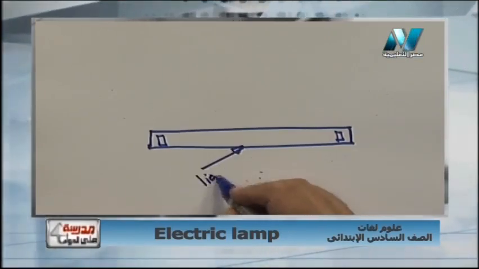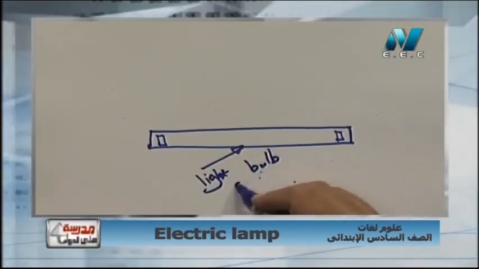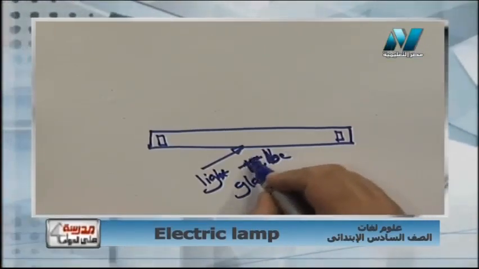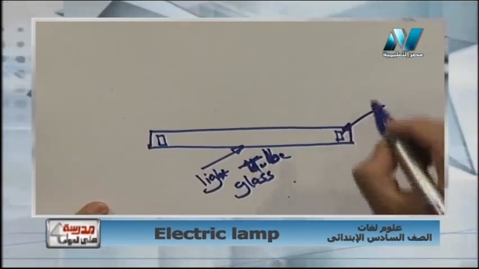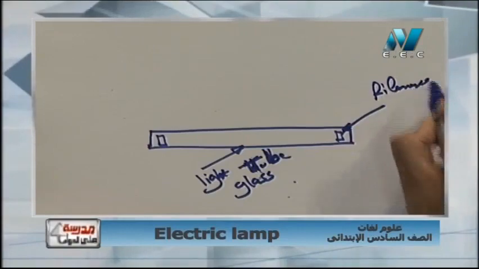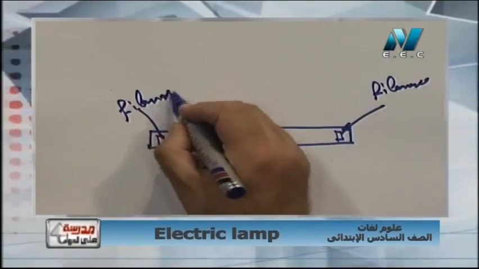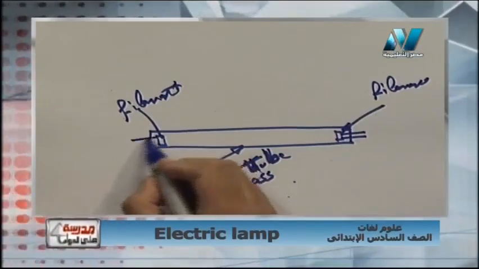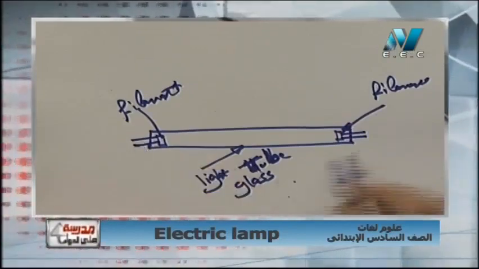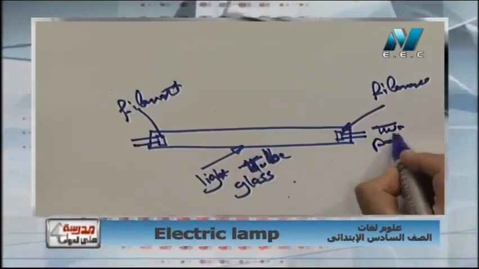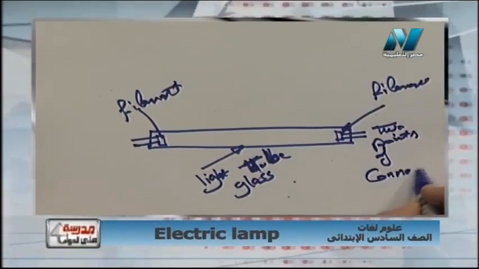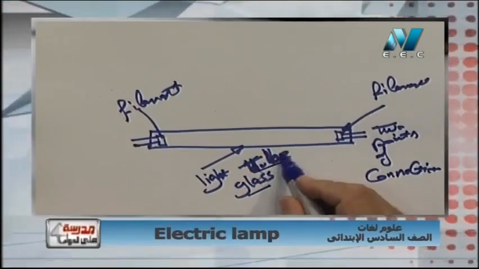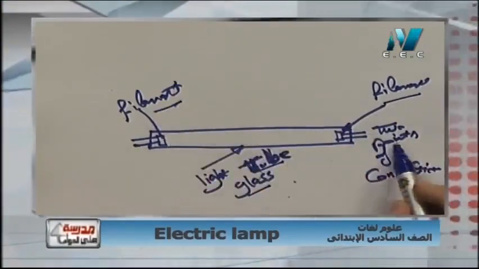So I have here the light bulb or glass bulb. They are the same, glass bulb or glass tube. Okay, 2 filaments of tungsten. Here a filament of tungsten, and also another filament, one on the right and the other on the left, and I have 2 points of connection at each end. So I have 3 main parts: the glass tube, 2 filaments, and 2 points of connection.